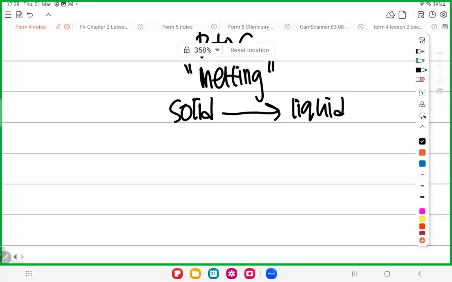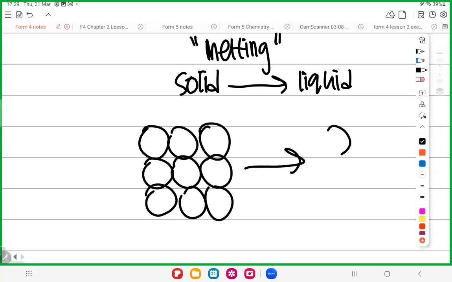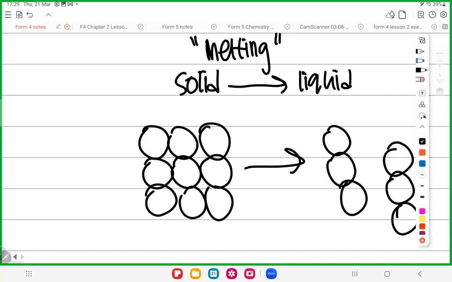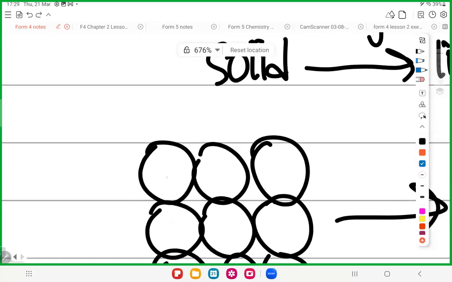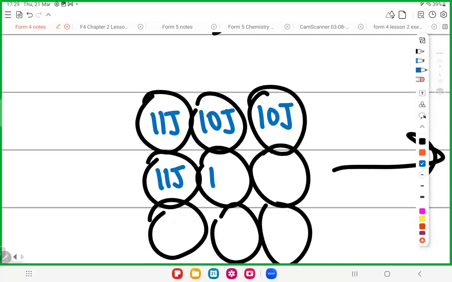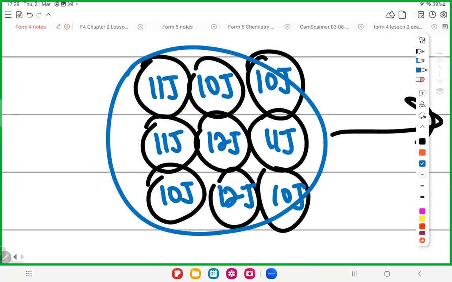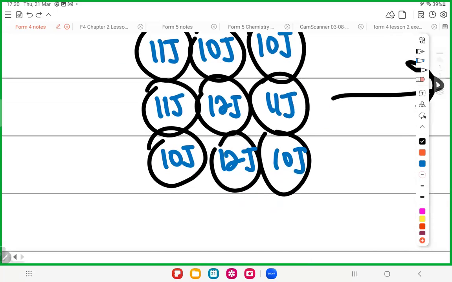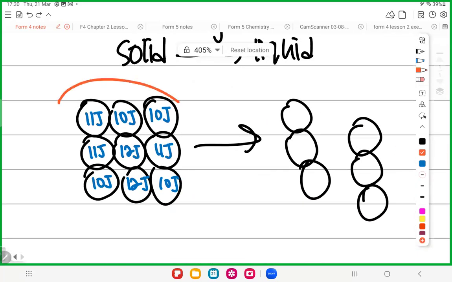So solid looks like this. You want it to be liquid, it will be like this, isn't it? So guys, now listen. All these solid particles, they have energy, right? Let's say 11 joule, 10 joule, 10 joule, 11, 12, 11, for example. Don't memorize that. So all these particles, they have energies. This energy is called kinetic energy.